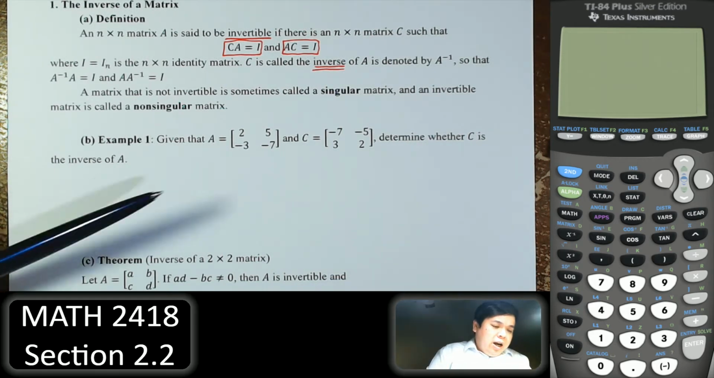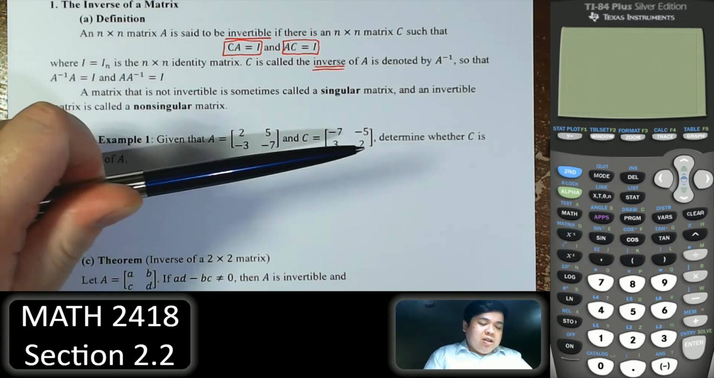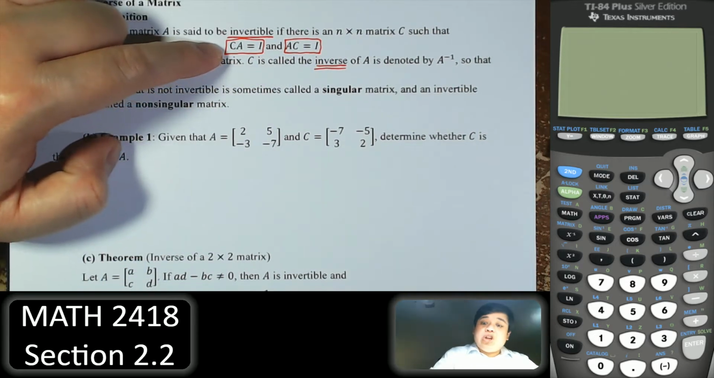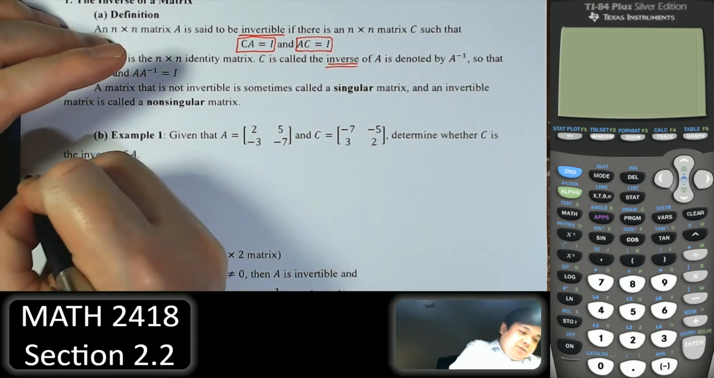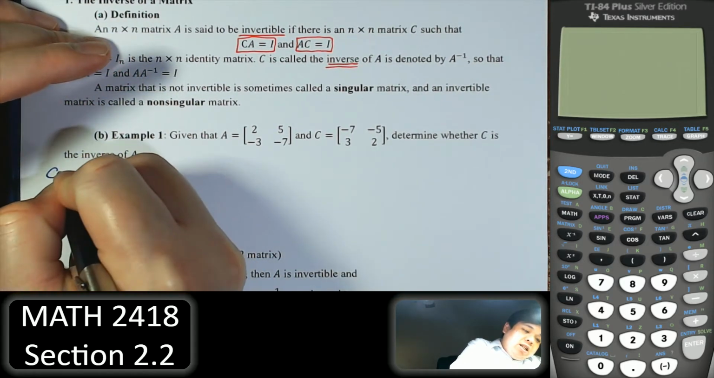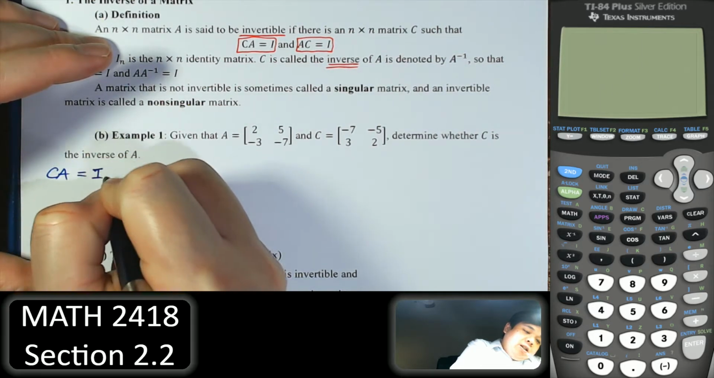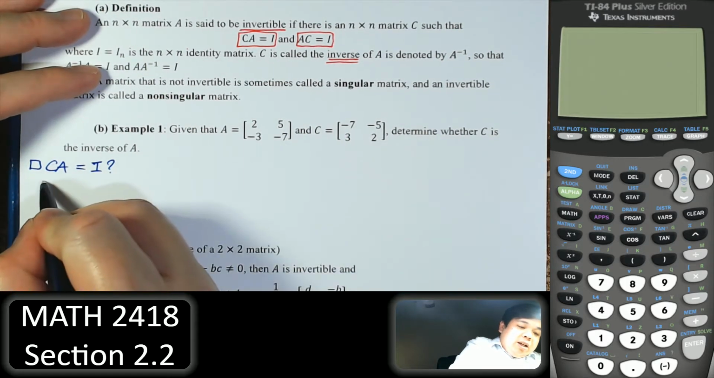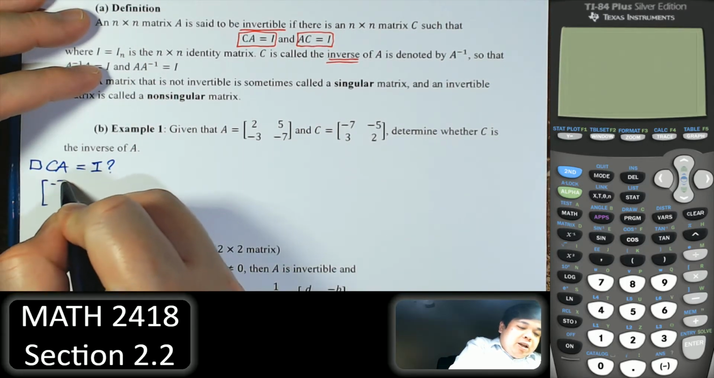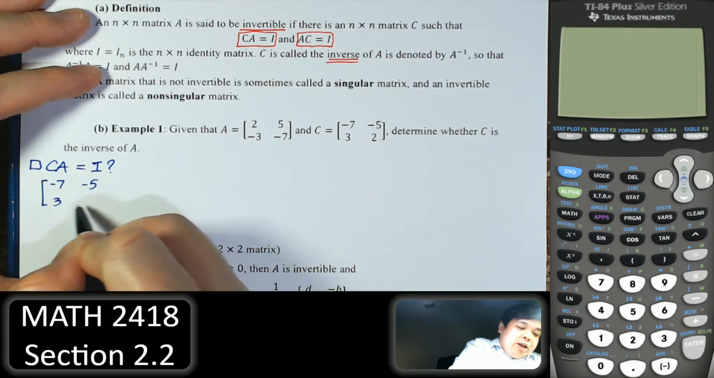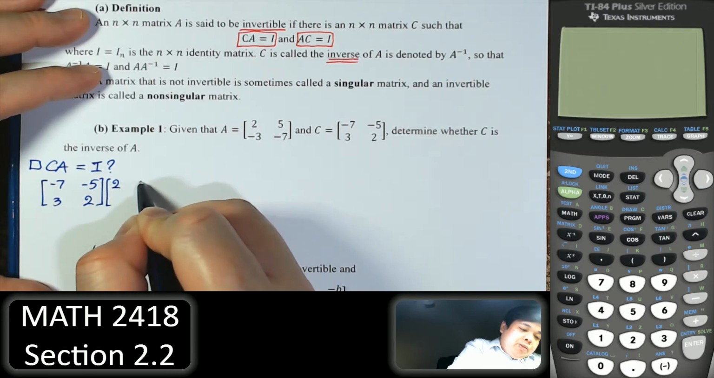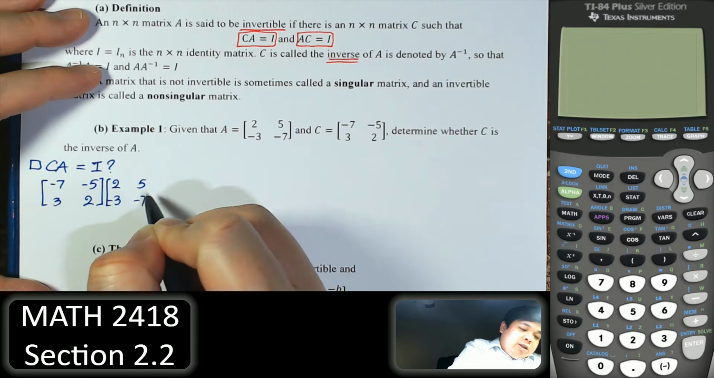Right. So let A be that matrix and C be that matrix. Determine whether C is the inverse of A. All we need to do is stick to the definition. We're going to check both of these conditions. First, is C times A equal to I? So C times A: C is -7, -5, 3, and 2, times A, which is 2, 5, -3, -7.